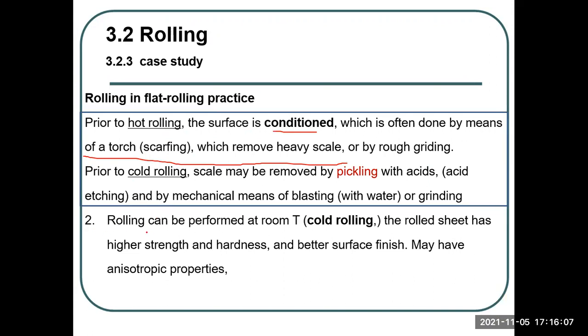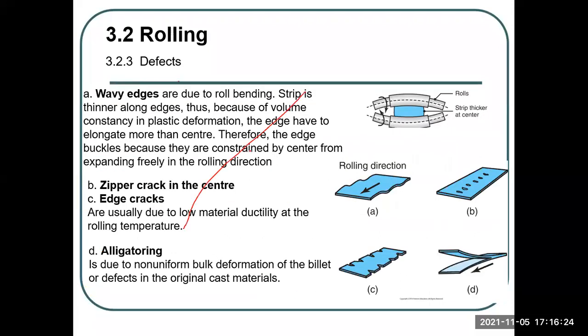Okay, so rolling can be performed at room temperature. The cold one has higher strength and hardness because we have strain hardening. Anisotropic, right? Anisotropic comes from the preferred orientation. So this one, no need. Defects, no need.